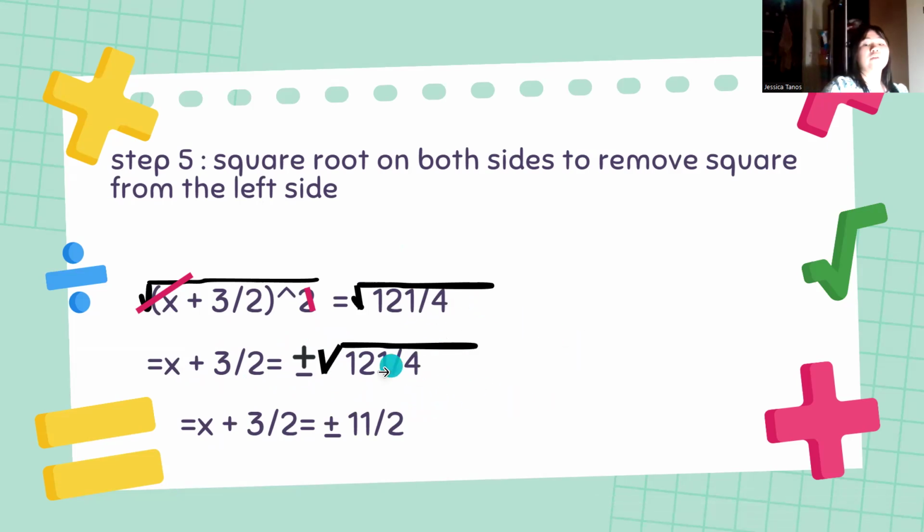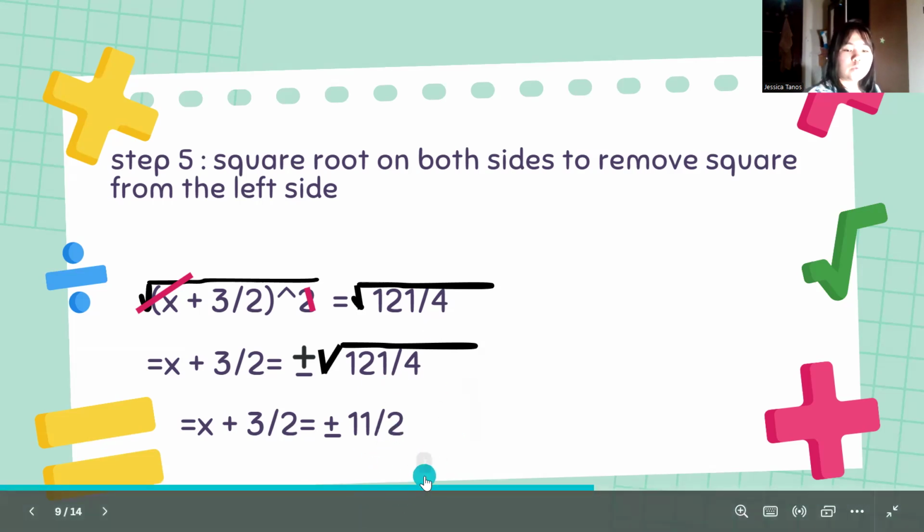Now, both of these have their own roots, because a number multiplied by itself gives a square. So 2 times 2 is equal to 4, so the square root of 4 is equal to 2. And 11 times 11 is equal to 121, which means it also has a square root. So you can immediately simplify it to 11 over 2.